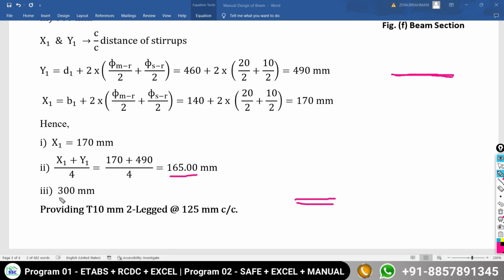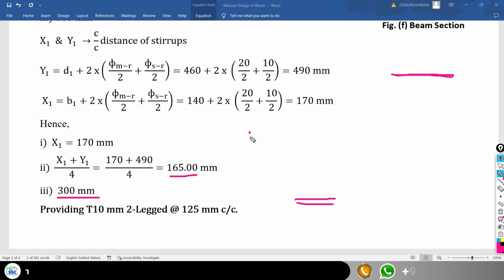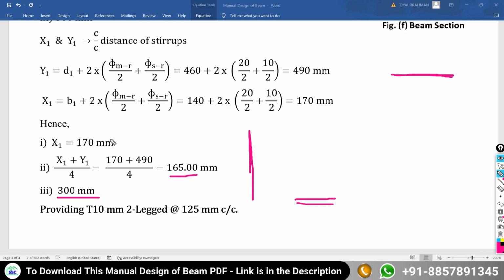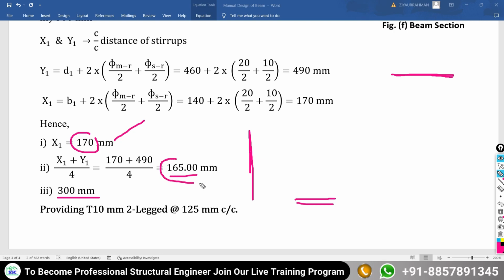and in no case your spacing should be more than 300. So these are the maximum criteria. You are not allowed to take the spacing beyond this. If I am trying to take the spacing 175, that will not be okay. If I am trying to take the spacing 170 also, that is not okay. And 300, you are not allowed to provide the spacing beyond this 300.